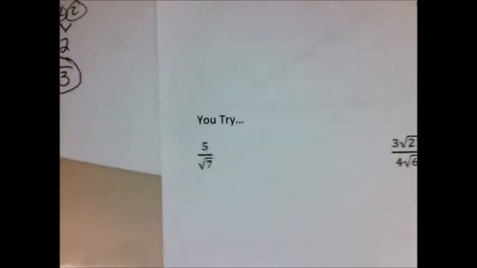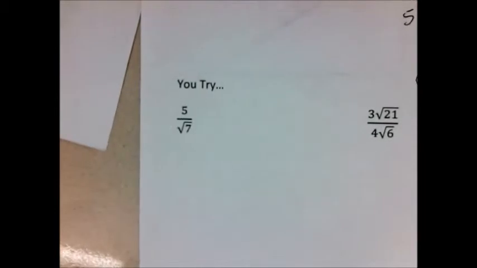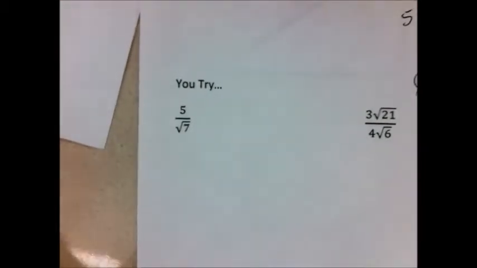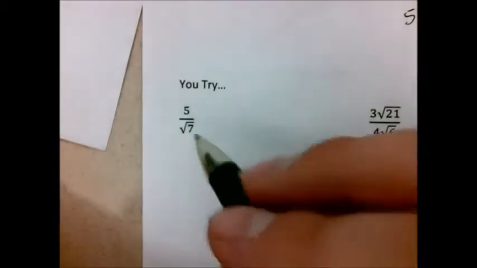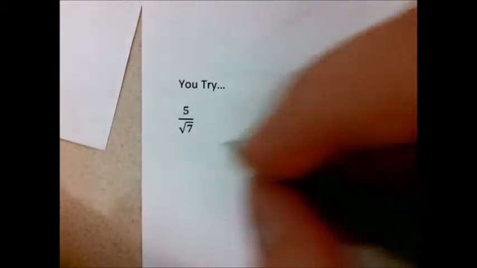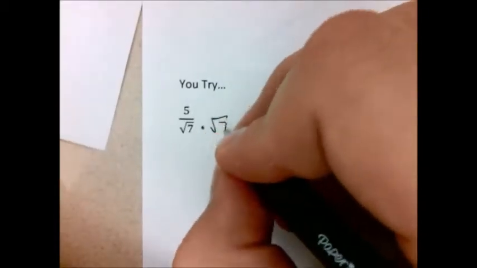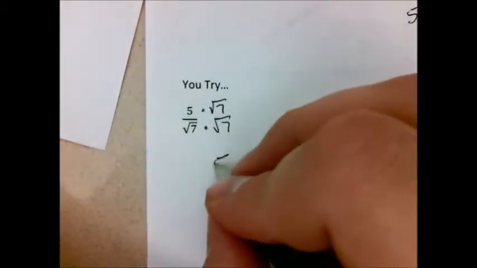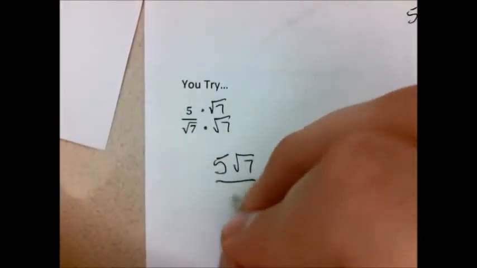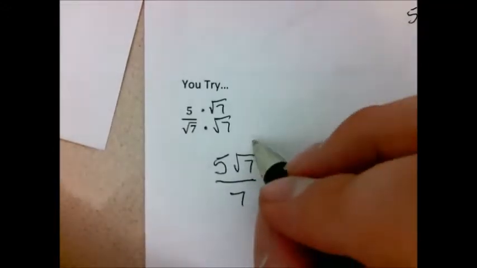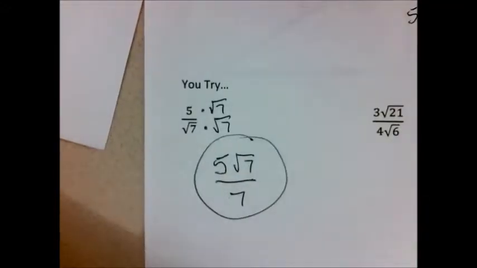Okay, so right now what do we gotta do? It's like what we've been doing before. Square root 7. We won't get it out of the bottom, so we have to multiply the top and bottom by square root of 7. So this becomes 5 square root 7. The bottom just turns into 7. That's your answer.